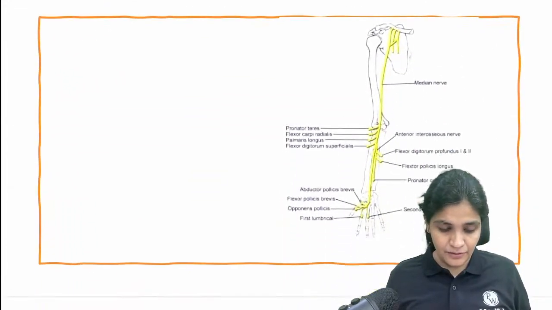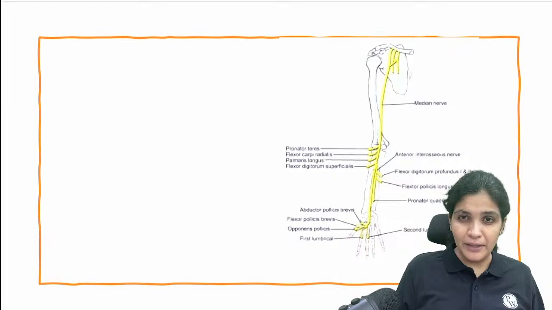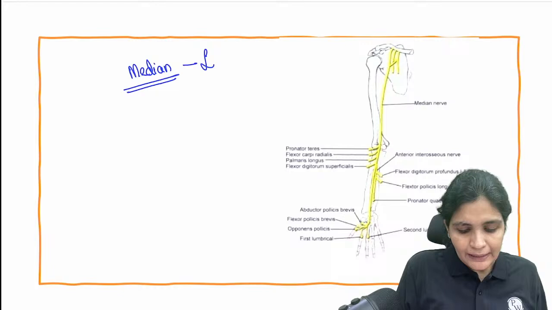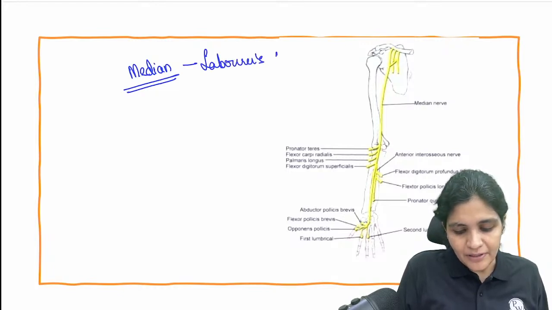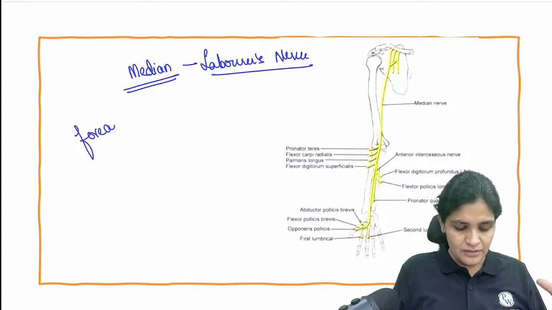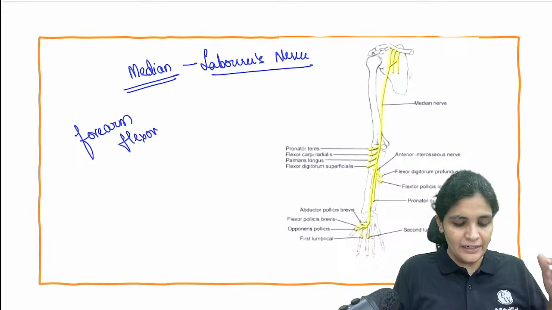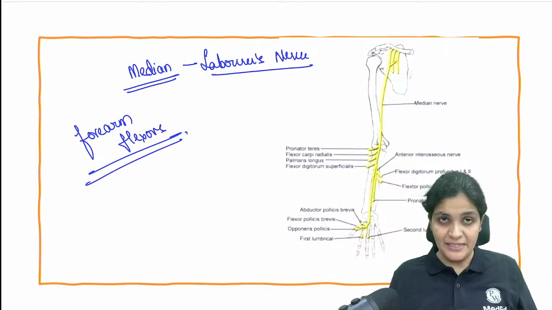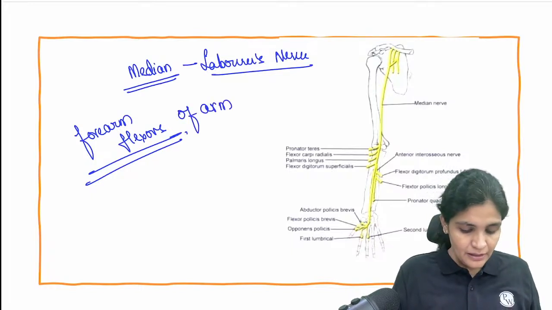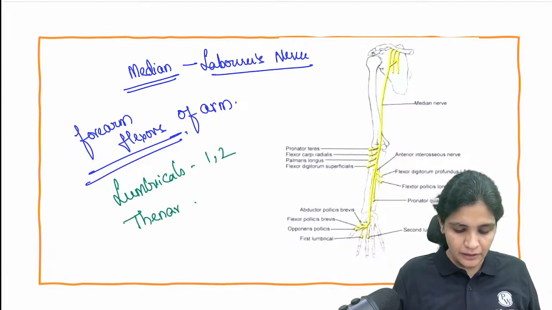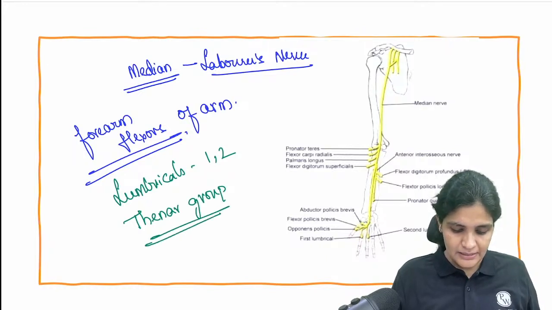Yes, then comes the median nerve. So we have done the ulnar nerve. So median nerve is a bit easy because median nerve is called the laborer's nerve. Why laborer's nerve? Because it supplies all the forearm flexors, right? Not the intrinsic muscles. It is that big muscle group, the forearm flexors. So all the superficial and deep forearm flexors of the arm are supplied by the median nerve. Yes, and then in the hand they supply the lumbricals, that is 1 and 2, and your thenar group, except your adductor pollicis.